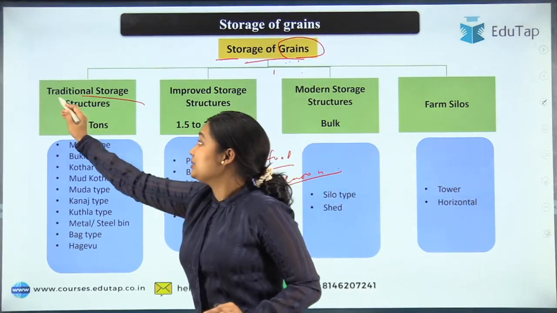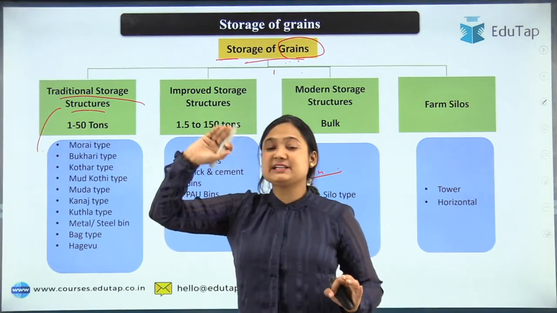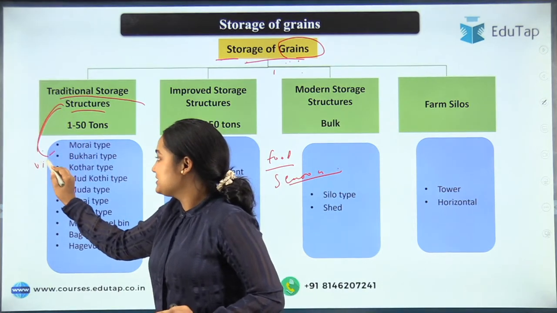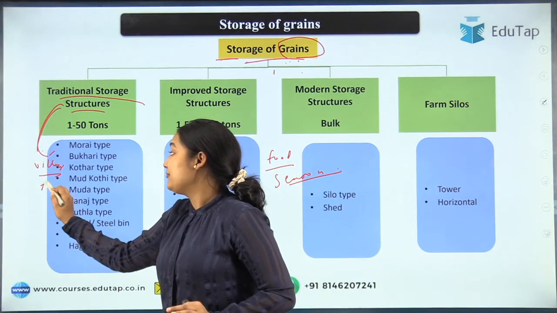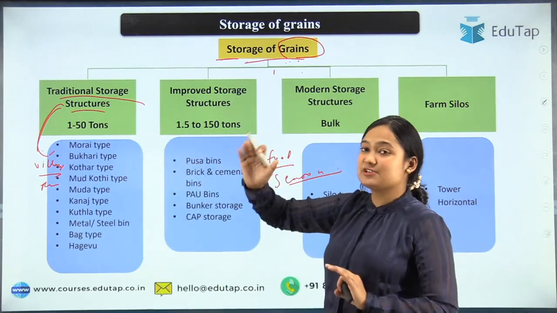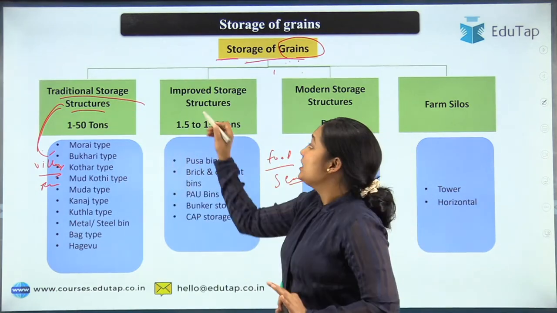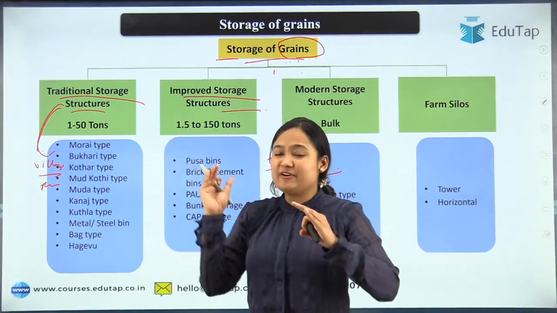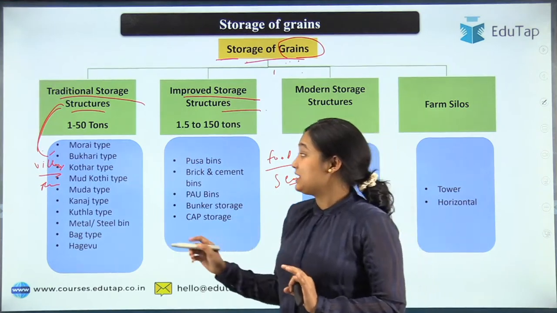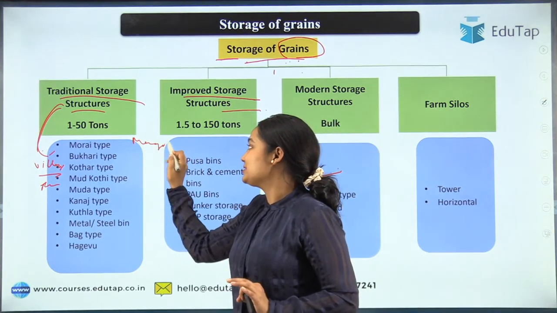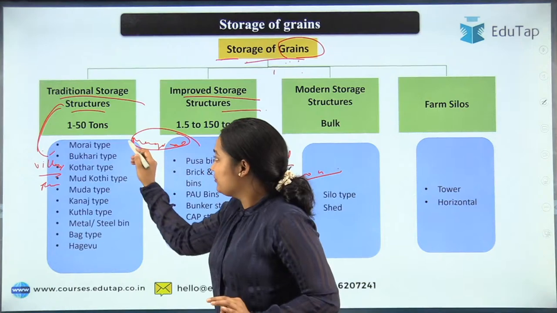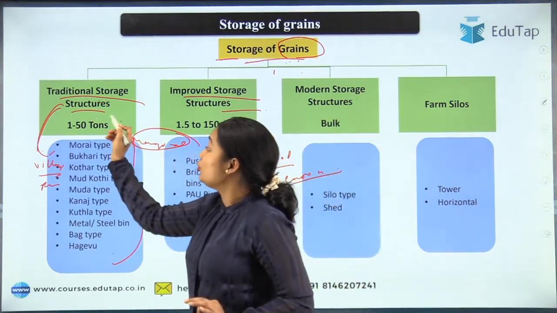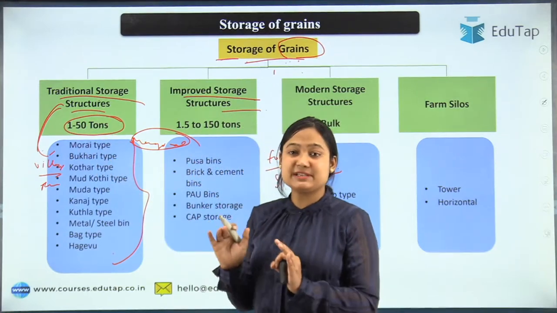First of all, talking about the traditional structures, the structures that have been used for centuries. In our villages, we can see people in the farmlands using them. So these are our traditional storage structures. Sometimes there is a single farmer, and we all know that in India the highest percentage of farmers are marginal farmers. So especially these traditional structures don't usually have too much storing capacity.